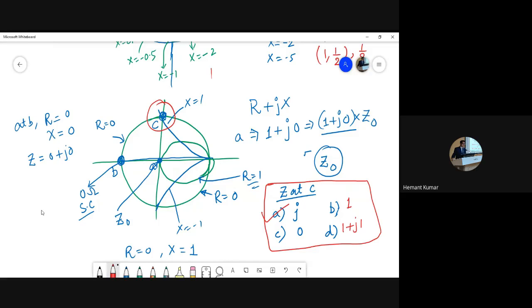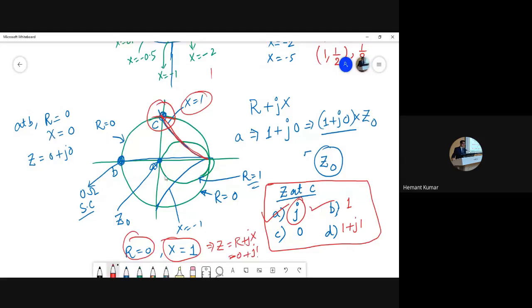Why? Option A is correct because what is the value of R at this point? R at this point is equal to 0, right? What is X at this point? This circle is the X circle. So X is equal to 1. So impedance is equal to R plus JX, 0 plus J1. So J1 means this answer. This is the correct answer.